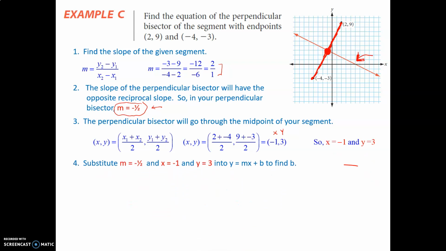So step 4 now says substitute those, m of -1/2, x of -1, and y of 3 into y equals mx plus b to find out what b is. So there I am substituting them in, and then -1/2 times the -1 is +1/2, and then subtract 1/2 from both sides. I have b is equal to 2.5. So now, back here, I knew the m, and now I just found out the b, so now I'm ready to write my answer. y equals mx plus b, m of -1/2, x plus b, which is 2.5.